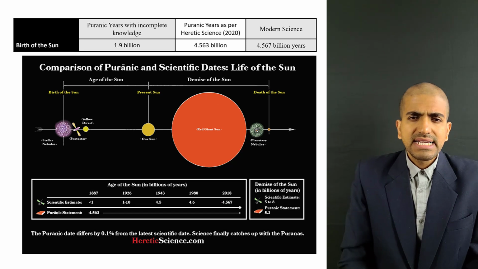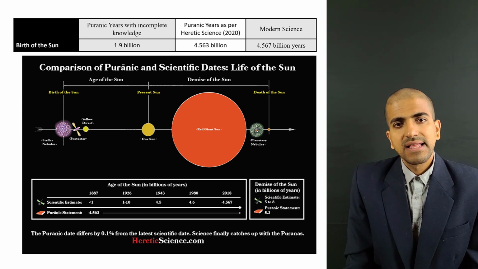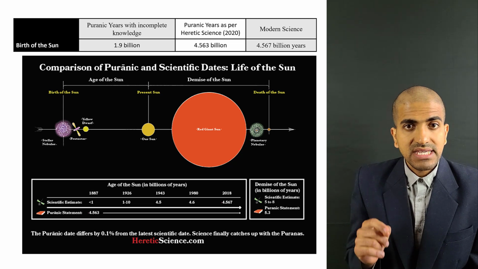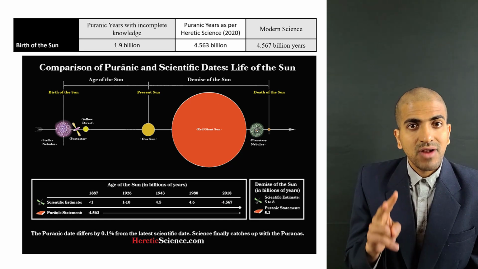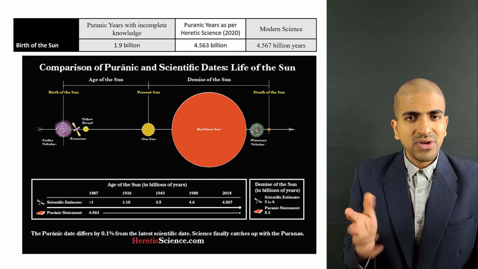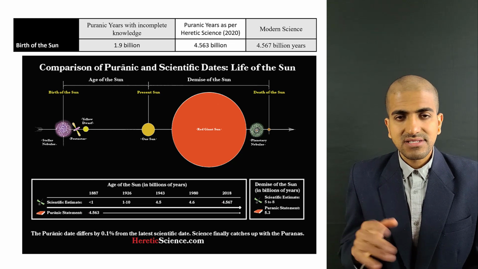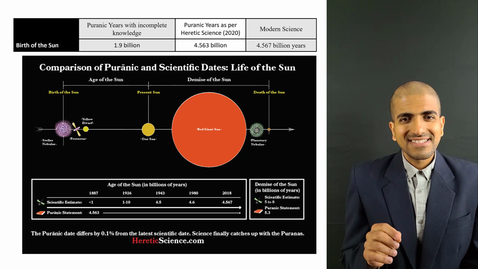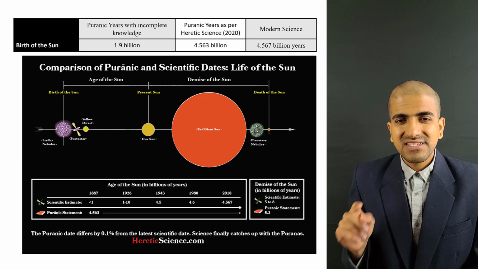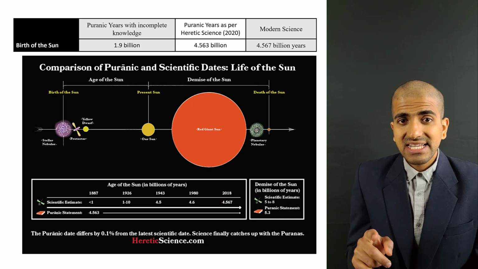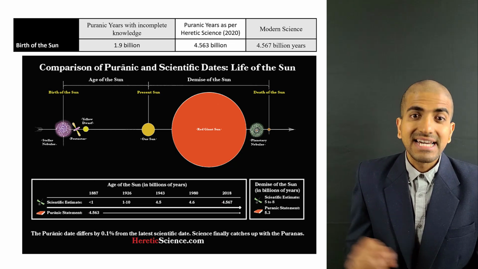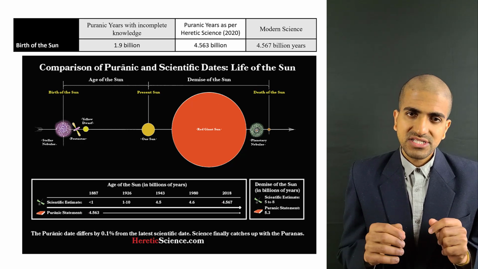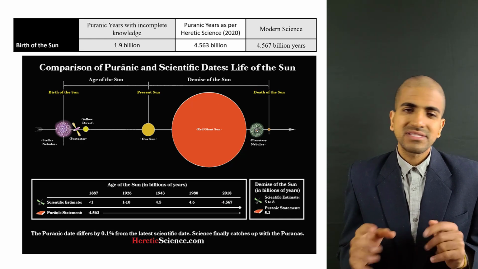According to the Puranas, Brahma creates the sun at the end of his night. In other words, at the end of the previous Kalpa. If we don't take Pratisandhi and the factor of 2 into account, then the Puranic date for the sun's birth is roughly 1.9 billion years. If we take the Pratisandhi and the factor of 2 into consideration, then the Puranic date for the sun's birth is 4.563 billion years. The modern scientific date is 4.567 billion years. Thus, you can see how a thorough analysis of Puranic time units reveals the stunning concordance with modern science.